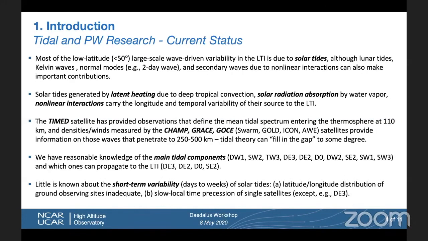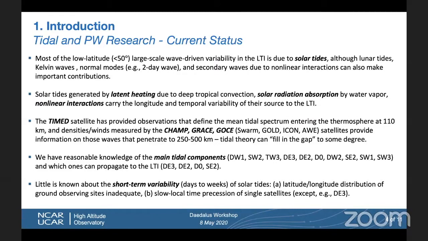Primarily, what we don't understand well is the short-term variability, defined as variability between days and weeks of solar tides. And this is due to the fact that we don't have a good global sampling in latitude and longitude from ground stations, as well as due to the fact that we have a slow local time precession period for single satellites.